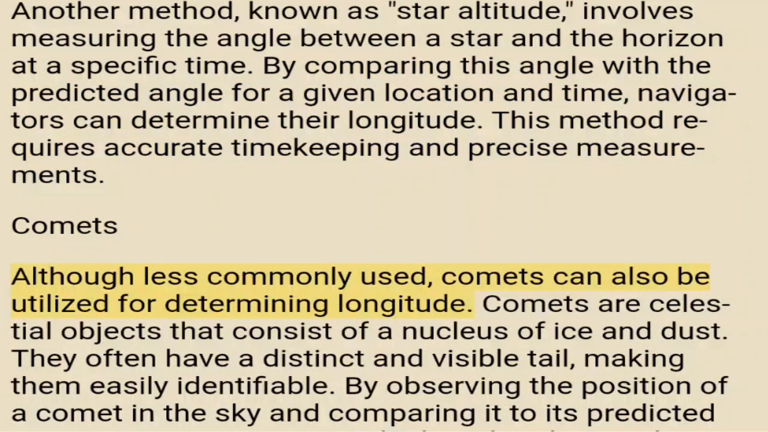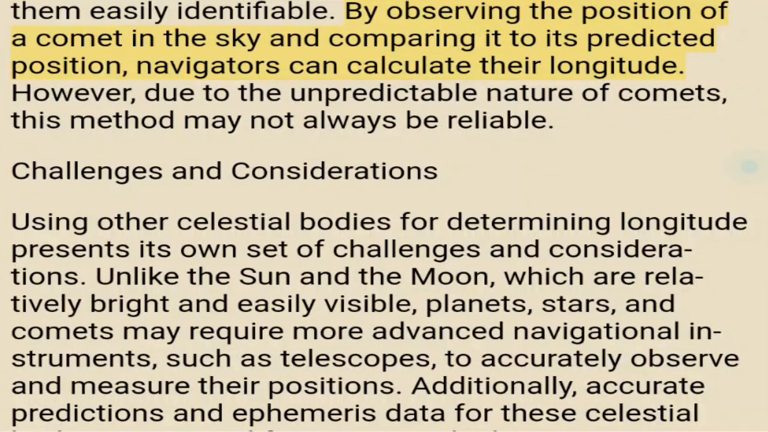Comets. Although less commonly used, comets can also be utilized for determining longitude. Comets are celestial objects that consist of a nucleus of ice and dust. They often have a distinct and visible tail, making them easily identifiable. By observing the position of a comet in the sky and comparing it to its predicted position, navigators can calculate their longitude. However, due to the unpredictable nature of comets, this method may not always be reliable.